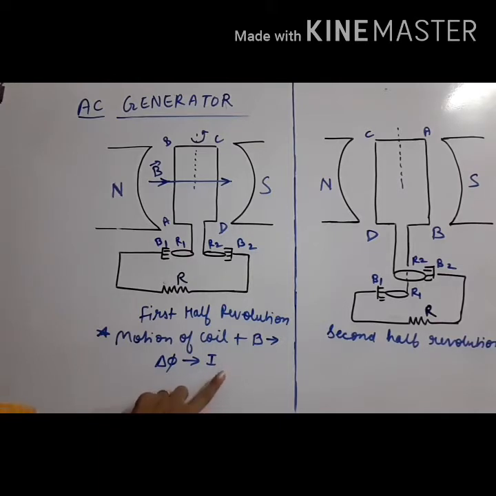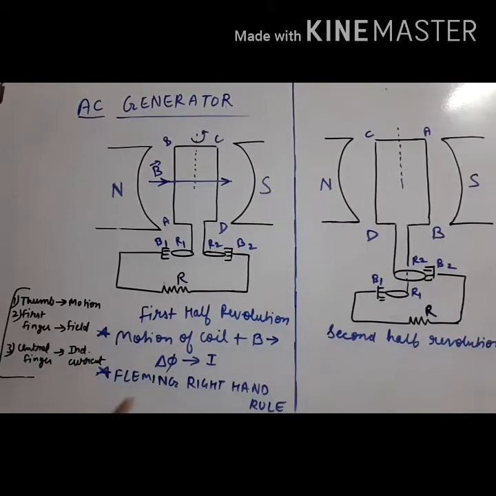Now we have to find the direction of induced current, and we have to check whether it is DC or AC in this mechanism. Let us check. We will now apply Fleming's right hand rule. According to Fleming's right hand rule, the three things are fixed. The thumb denotes the motion direction. The first finger denotes the field direction. If they both are stretched properly, then the central finger denotes the induced current direction.